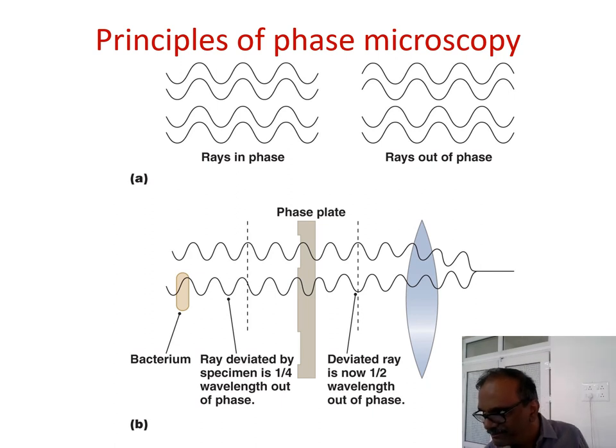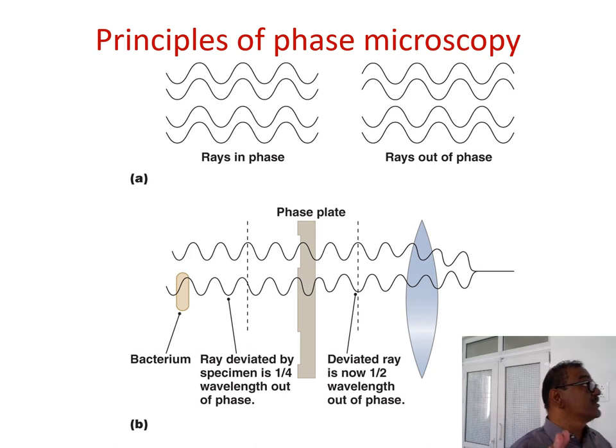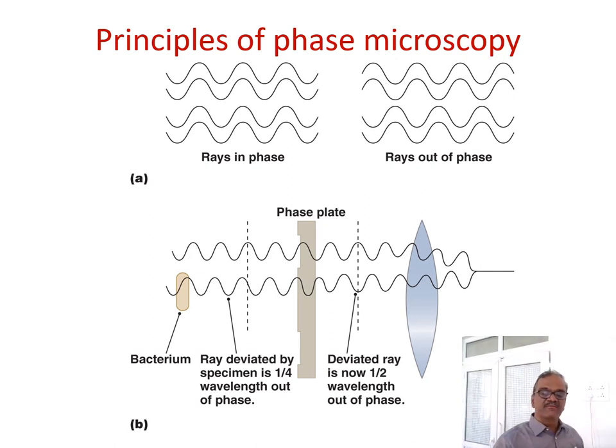Rays in phase, the crust. The crust is important. Just to see that the crust is more converged, and then they are able to give the light passing. Okay, and the ray deviated by the specimen by 1/4 of the wavelength is out of phase, and deviated here it is half a wavelength out of phase. Okay, so 1/4, in that case it will give you a closer picture.